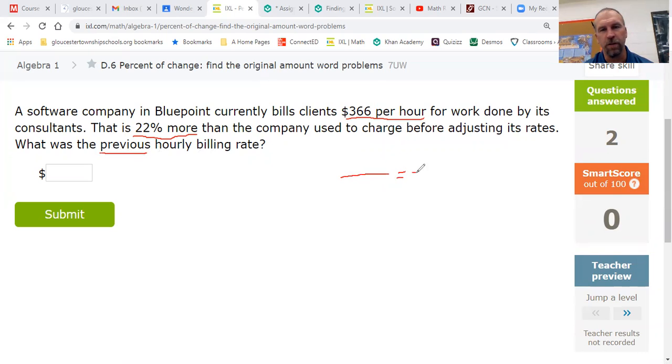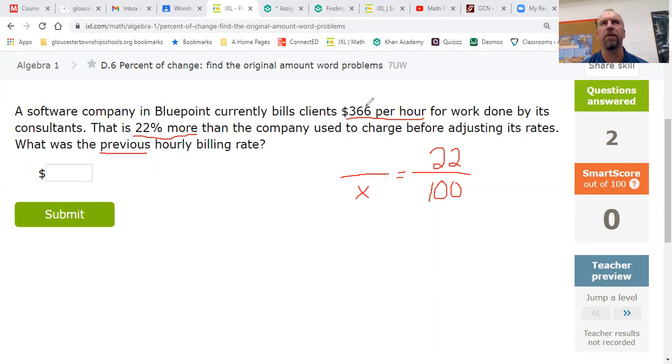If I use a proportion, remember you always have 100 down here, right? And the percent that changed was 22%. What goes down here in this denominator is the original amount. The original amount's unknown because we know the new amount. So I'm just going to call that X. And then the numerator is the amount of the change. Well, I don't know how much it changed. I just know what it is now.